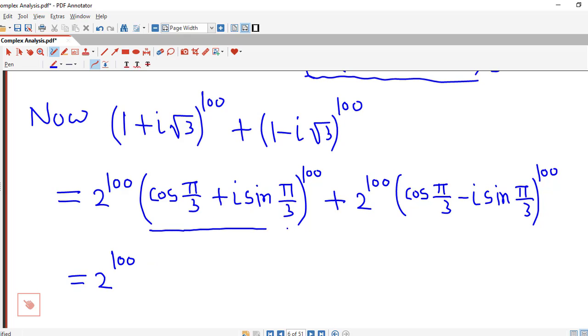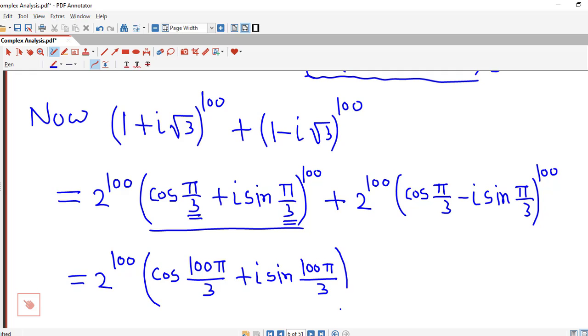Now we can apply De Moivre's formula. Here the angle is the same, π/3. So we use the formula (cos θ + i sin θ)^n equals cos nθ + i sin nθ. So we multiply this angle π/3 by 100. So we have cos(100 × π/3) + i sin(100 × π/3), plus 2^100.